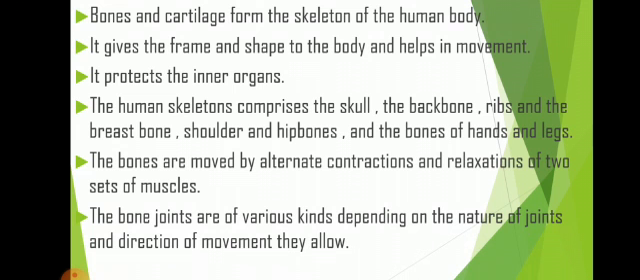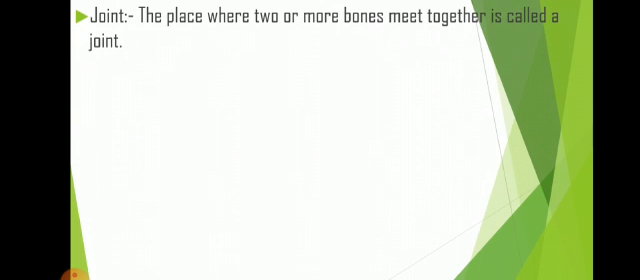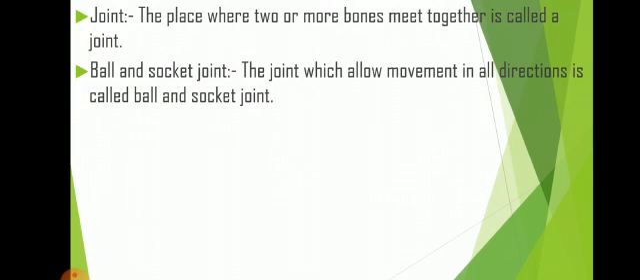The bone joints are of various kinds depending on the nature of joints and the direction of movement they allow. We have already studied in 5th standard about different types of joints. A joint is a place where two or more bones meet. Ball and socket joint: the joint which allows movement in all directions, present in your shoulder and your hip bone.